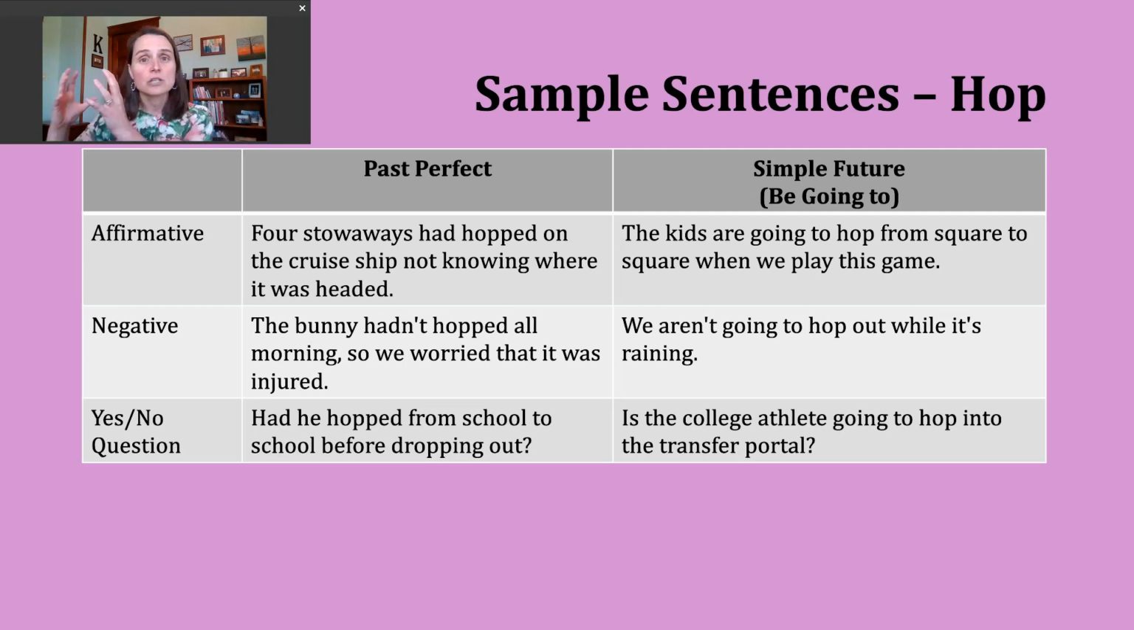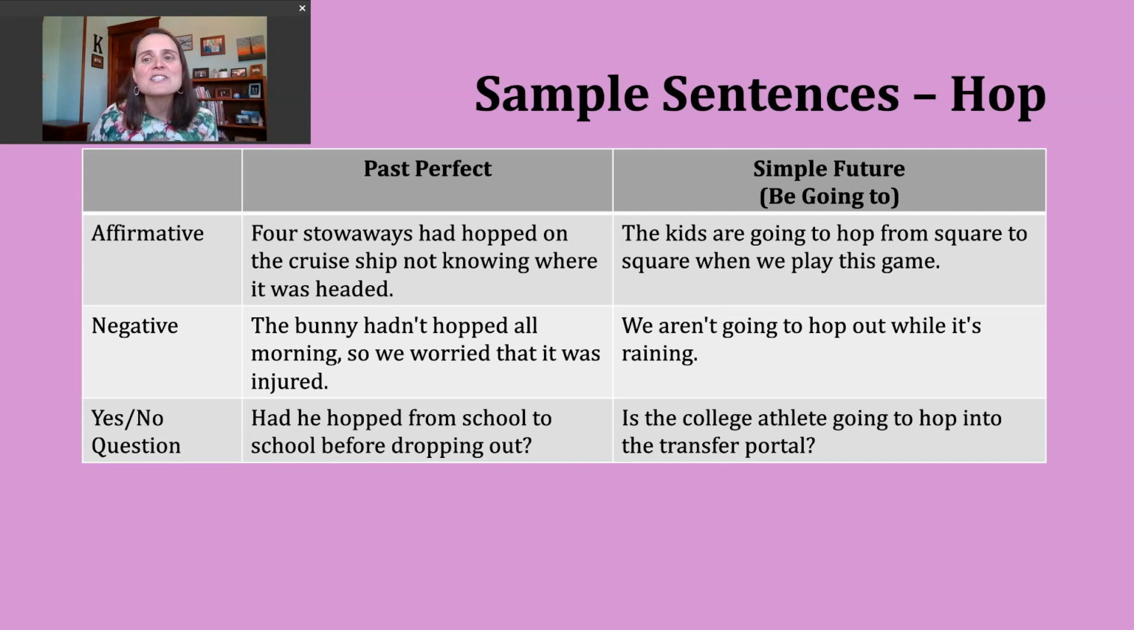Finally, let's talk about making a yes or no question in the past perfect. To do this, start with had, then use your subject, and then the participle form of the verb. Here's another example. Had he hopped from school to school before dropping out? So remember, this is our phrasal verb where we're talking about someone going or changing places or locations rather quickly or after short periods of time. And that's what that question is asking. We kind of want to know, did this person move from school to school before another event?